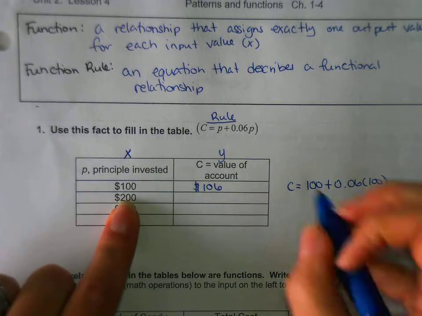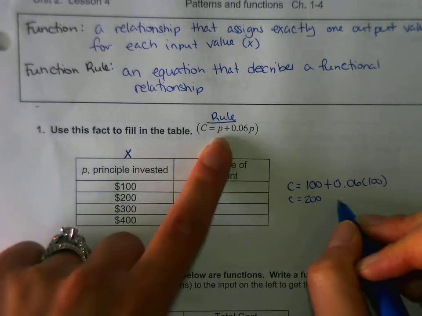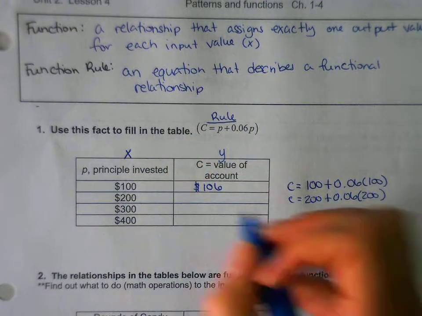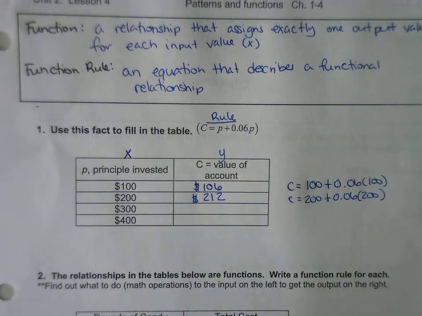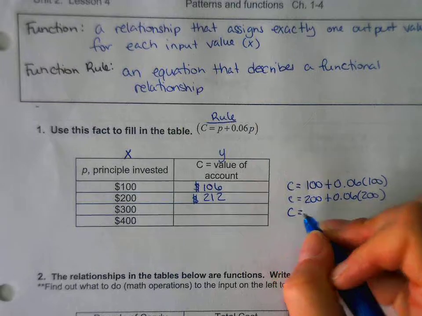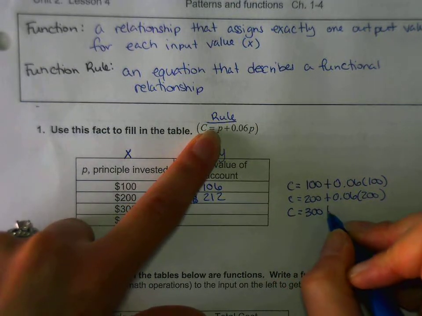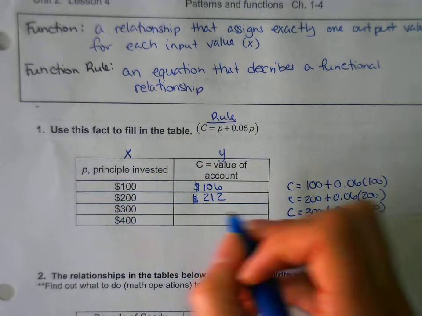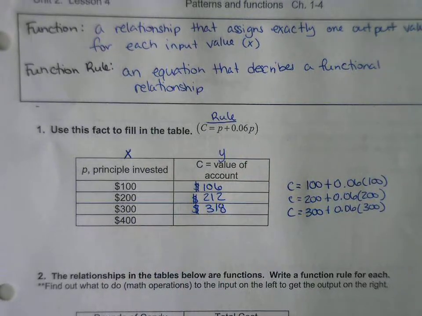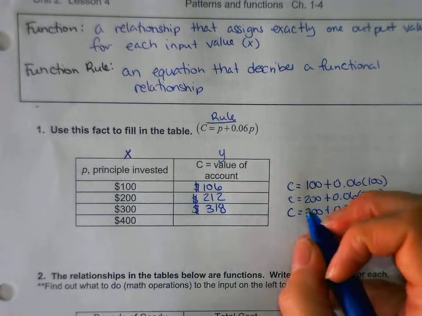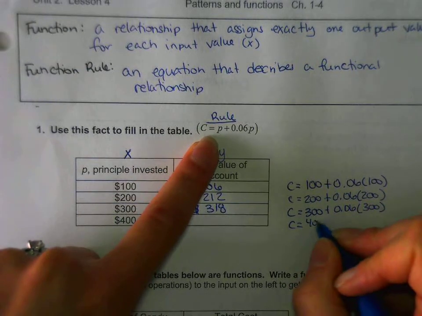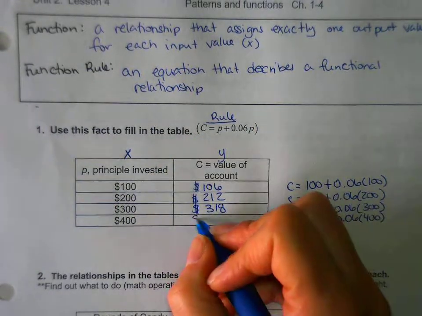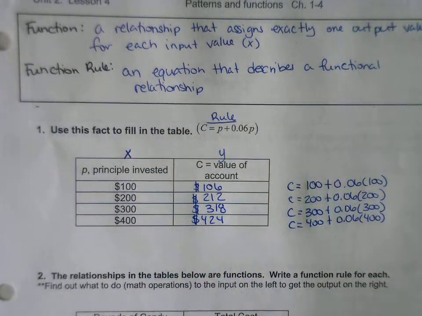So let's see what happens when we have 200. So I'm going to do 200 because it's my principal plus 0.06 times by my principal, which is 200. Then I would have $212 in my account. If I had 300 for my principal, 300 plus 0.06 times by 300, that would mean I had $318 in my account. So then the last one, if I did 400 for my principal plus 0.06 times by my 400, I would have $424 in my account.